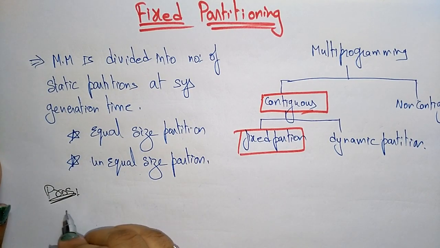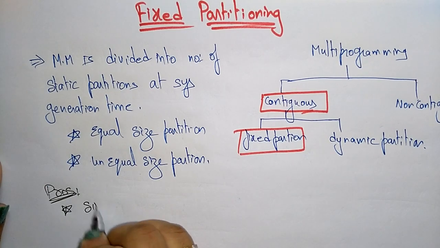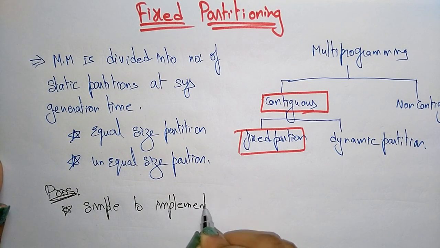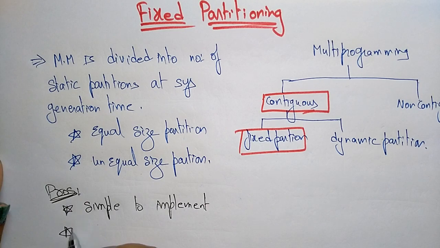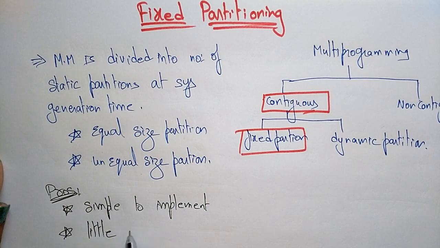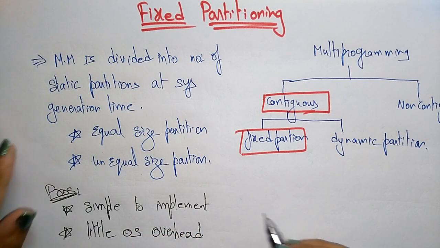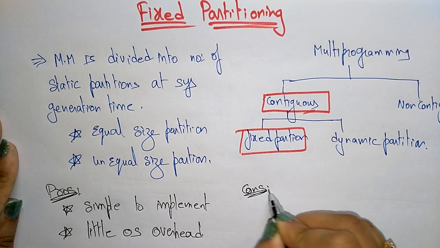The pros: it is simple to implement. The first advantage of using the fixed partition is that it is simple to implement, and there is only little operating system overhead. Why only little operating system overhead? Because it is a static partition. You are allocating the memory statically, it is a fixed partition, and that partition may be equal or unequal. We are not using anything dynamic here, so little OS overhead will be there.